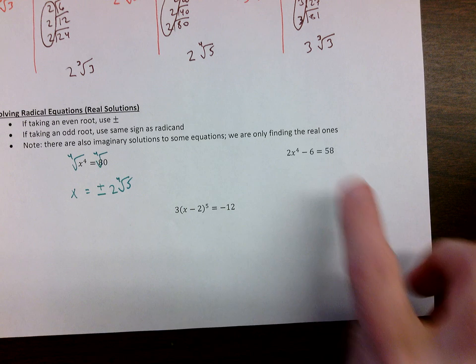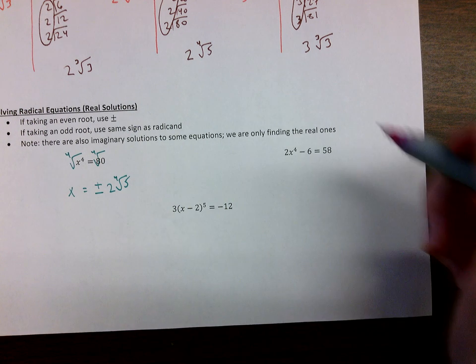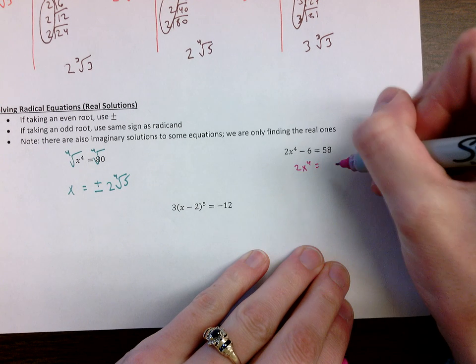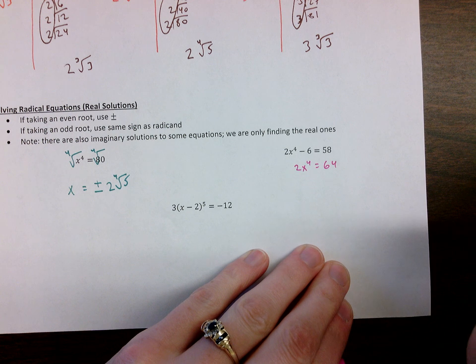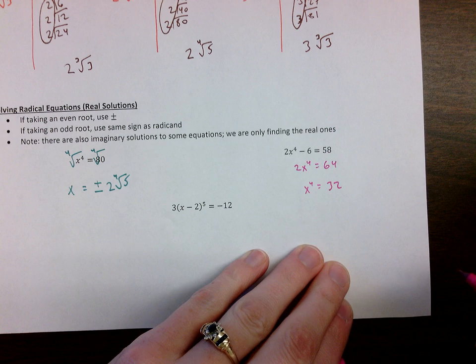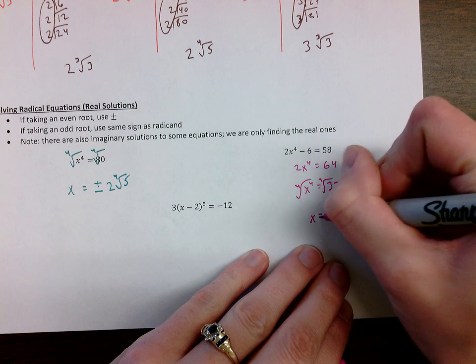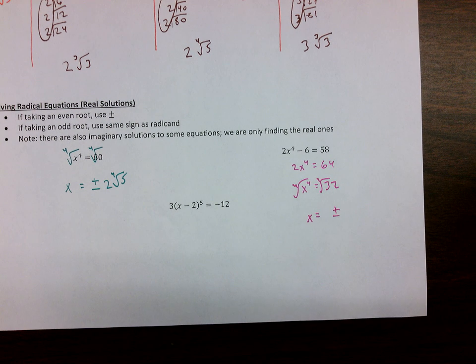All right, let's take a look at this guy over here. So this one, we're going to start by isolating that x to the fourth. So I'm going to add the 6 to both sides, and that works out to 64. Okay, I'll divide both sides by 2, so x to the fourth equals 32. And then I'm going to take the fourth root of each side. Okay, so like we just discussed, we know this is going to be positive or negative because there's no way to tell if something to the fourth power was positive or negative to begin with.